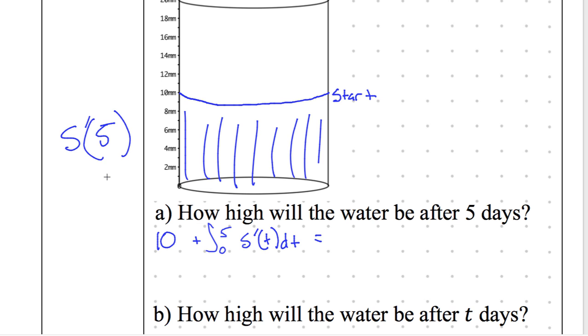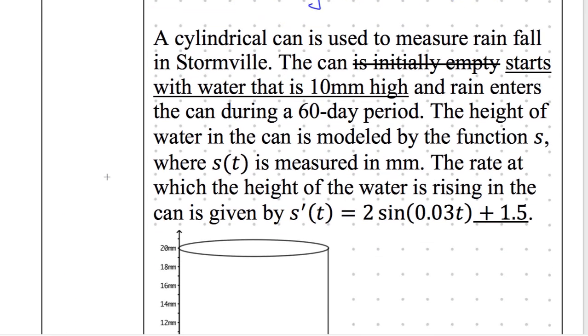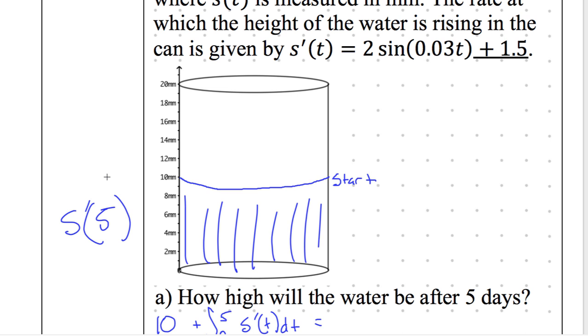In context of the problem, Ben already said it correct symbolically. It's the rate of change at time equals 5. But what does that mean in the context of this filling up of a can problem? What's the rate of what? The rate of t equals 5?